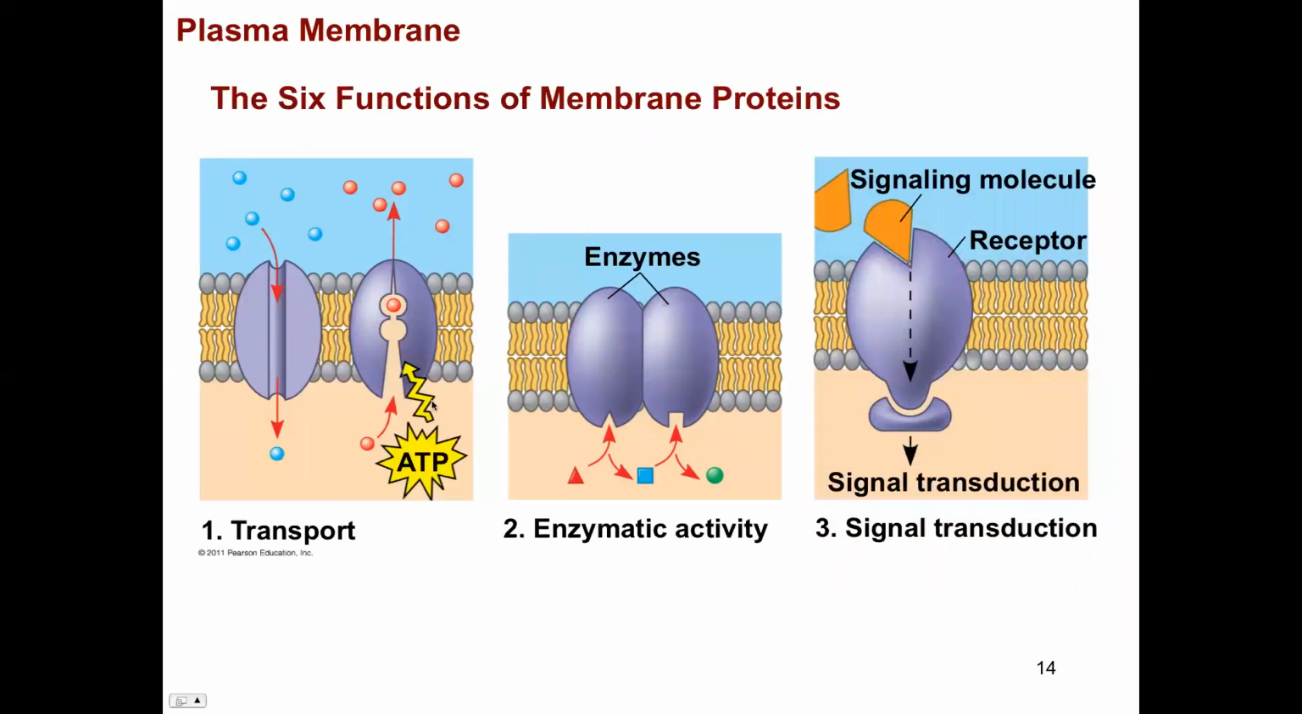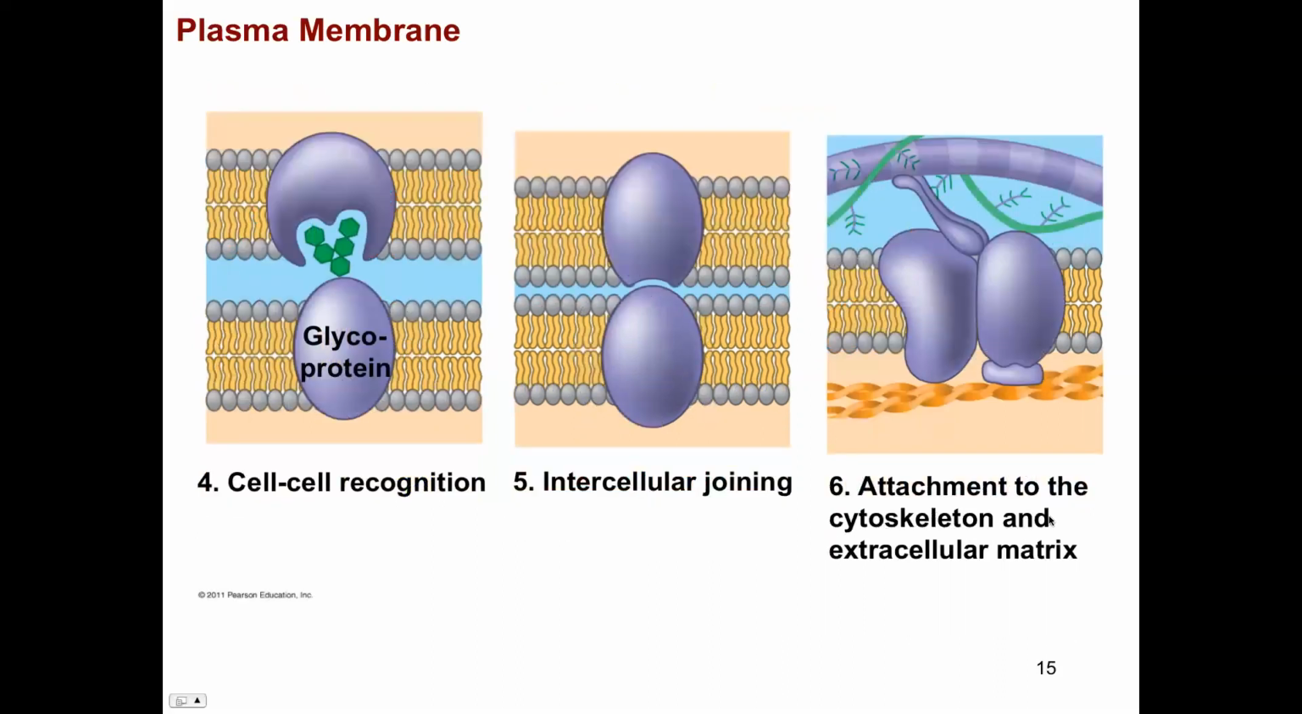So some of them are pores and some of them are carriers, some of which need ATP. All right, we'll go over that again. Some of these membrane proteins are enzymes, so they carry out enzymatic reactions that take place close to the cell membrane. Others are signaling molecules, so they carry signals from the outside to the inside, and there's a change that happens inside the cell in response to that. And others help cells recognize each other. That happens a lot with immunity, for example.